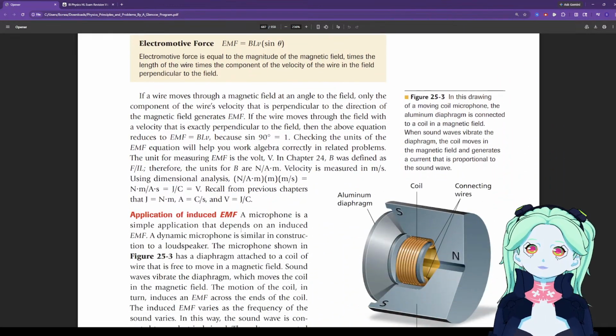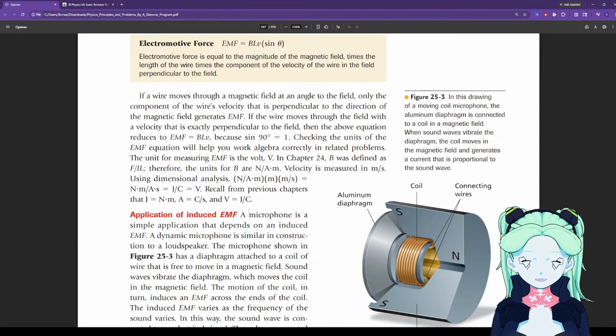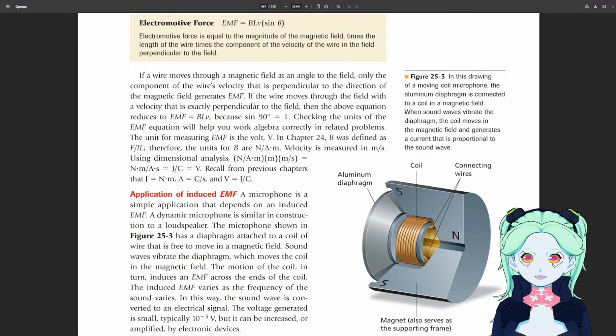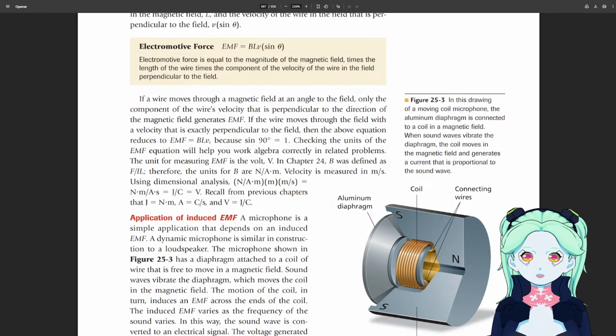Nice. If a wire moves through a magnetic field at an angle to the field, only the component of the wire's velocity that is perpendicular to the direction of the magnetic field generates EMF. If the wire moves through the field with a velocity that is exactly perpendicular to the field, then the above equation reduces to EMF equals BLV, because sine of 90 equals 1.